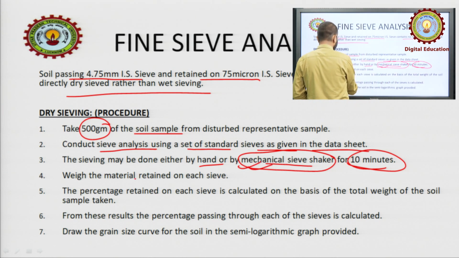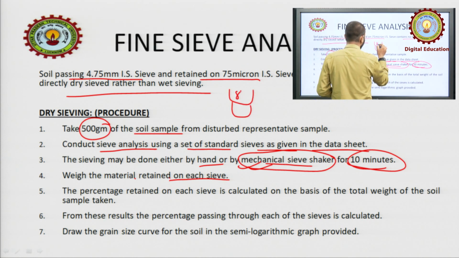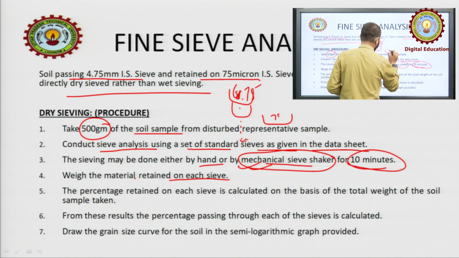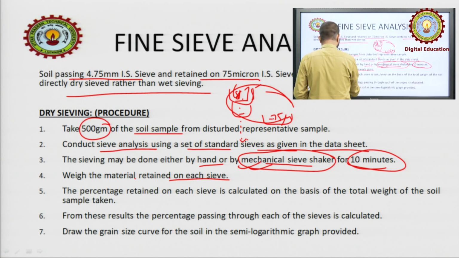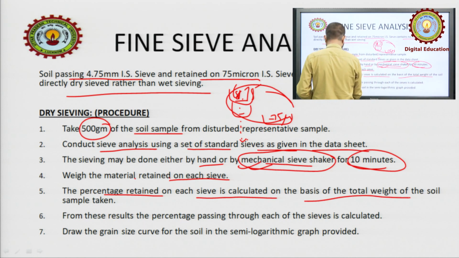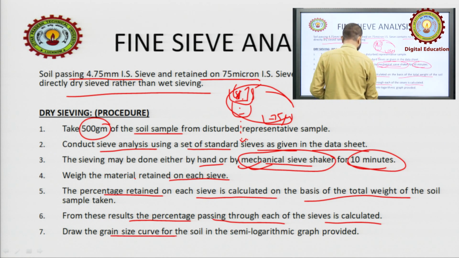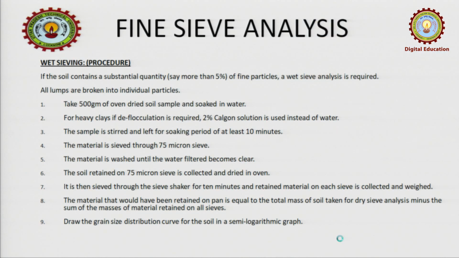Weigh the material retained on each sieve, again the same process. In this case, since it is fine, it will start from 4.75, then go down, and the last will obviously be the 75 micron. In each pan, we have to weigh how much is retained. Then the percentage retained on each sieve is calculated on the basis of total weight. From these results, the percentage passing through each is calculated. Then the grain size curve is drawn on a semi-logarithmic graph.